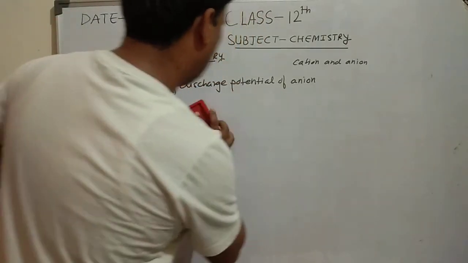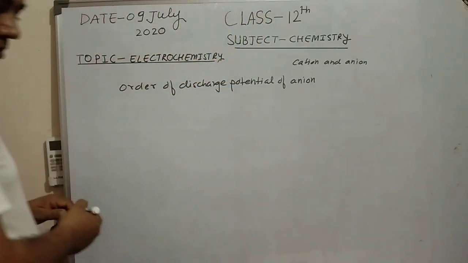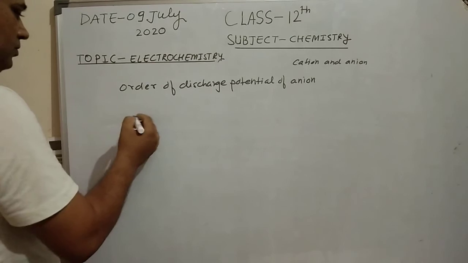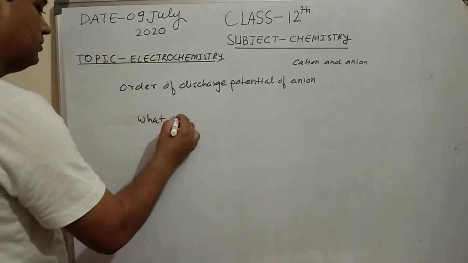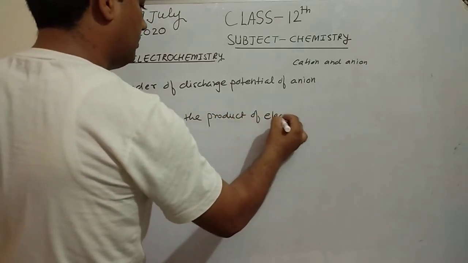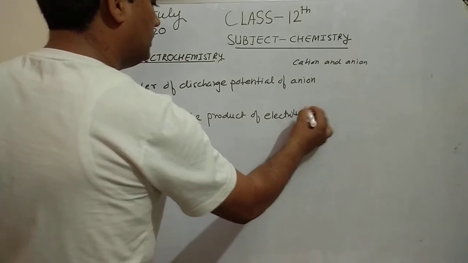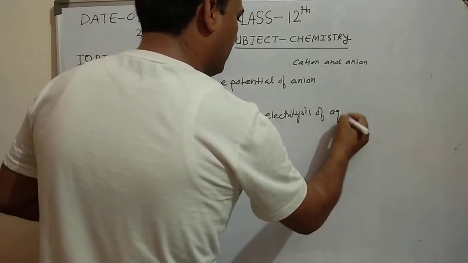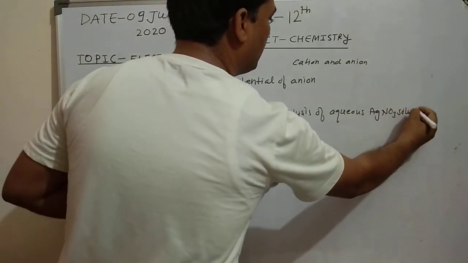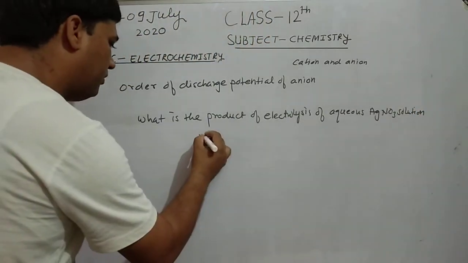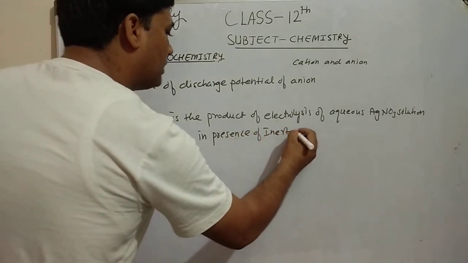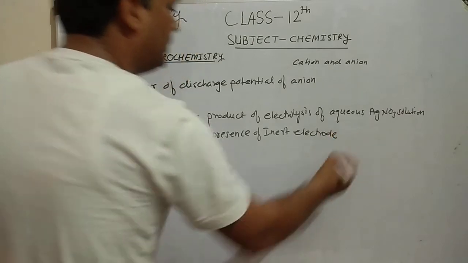I am going to discuss one question. Next, what is the product of electrolysis of aqueous AgNO3 solution in presence of inert electrode?